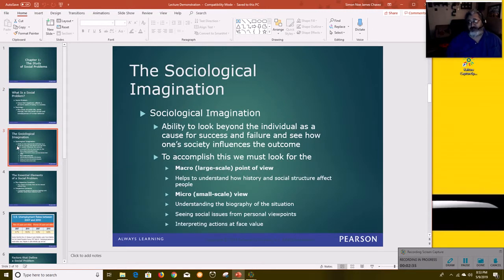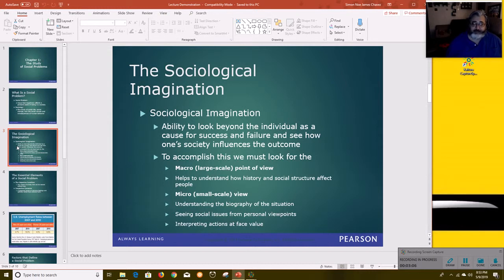The first thing we look at is a sociological imagination. This is when we, as human beings, need to look beyond ourselves and look at the whole entire picture. The definition from your textbook is ability to look beyond the individual as a cause for success and failure and see how one society influences that outcome. So instead of attributing it to just the individual's failure, what in society failed that person?